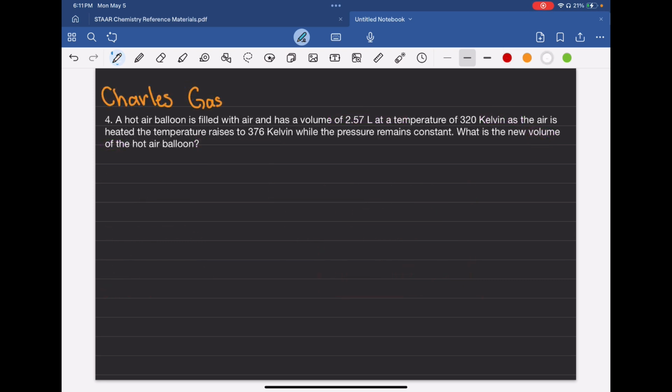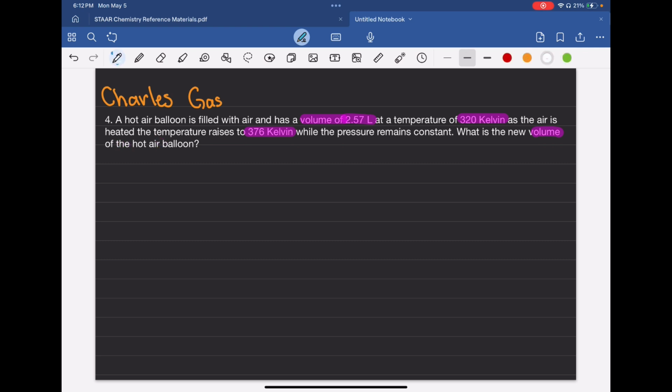Our fourth example is a Charles gas equation. So we are going to read it. A hot air balloon is filled with air and has a volume of 2.57 liters at a temperature of 320 Kelvin. As the air is heated up, the temperature rises to 376 Kelvin, while the pressure remains the same. What is the new volume of the hot air balloon?